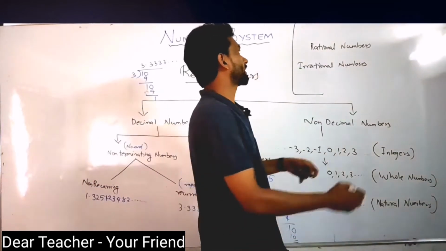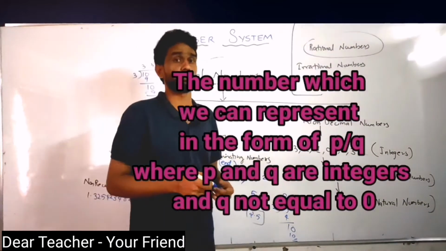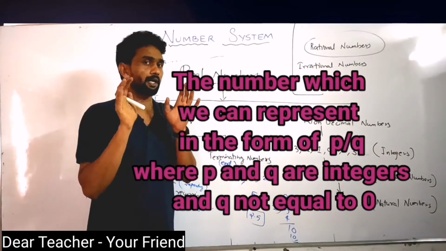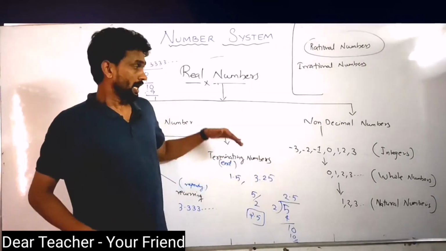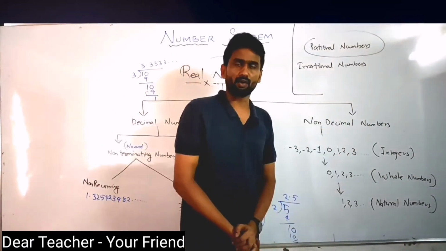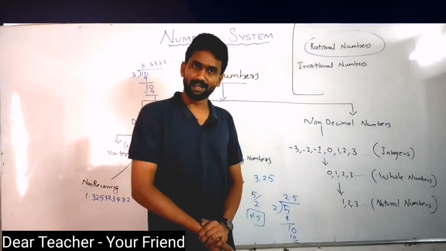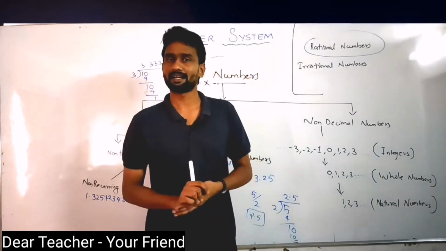Now look at this, rational numbers. Okay, we can go to the definition of rational numbers. What is the definition of rational number? The number which we can write in the form of P upon Q, P by Q form, where P and Q are integers and Q not equal to 0. So now we can come back to the non-decimal numbers. These all non-decimal numbers are rational numbers.